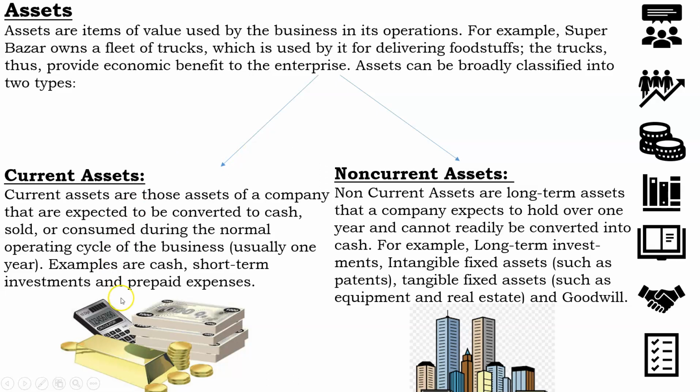So current asset, as you can see in the picture, cash and cash equivalents. And here you can say a building. So what does it mean? We all know that anything that will deliver us value is known as an asset. Now, current assets are those assets of the company that are expected to be converted to cash, sold, or consumed during the normal operating cycle of the business, usually 1 year. Examples are cash, short-term investments, and prepaid expenses.